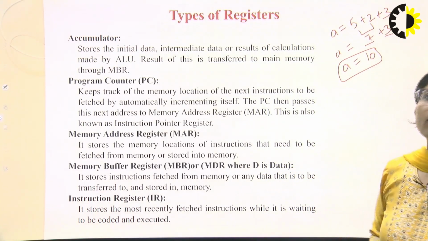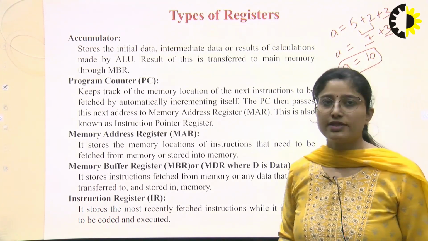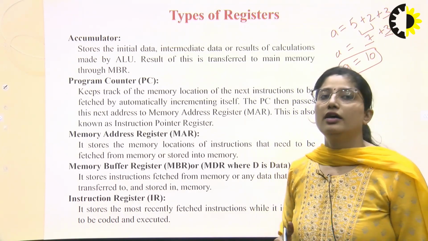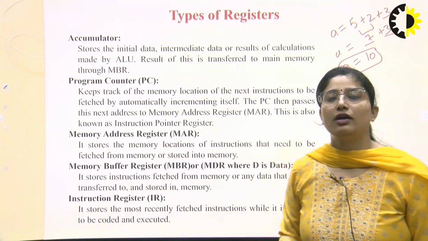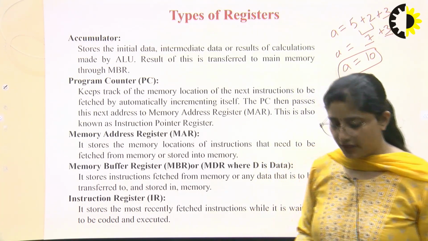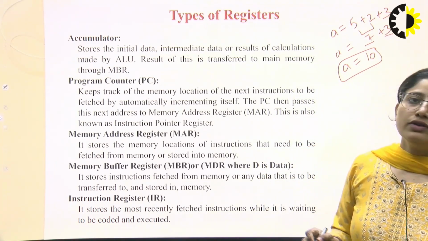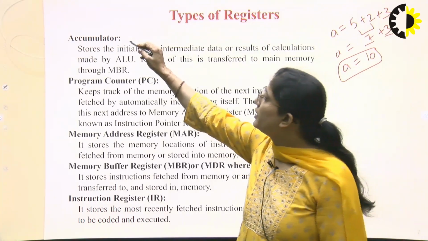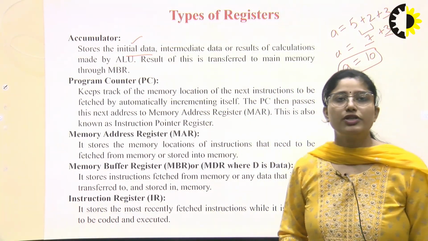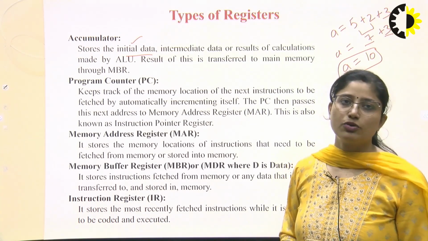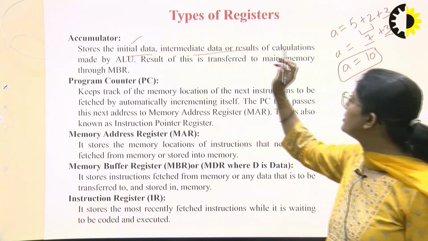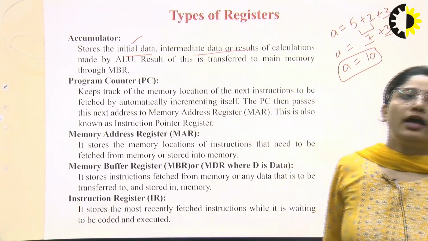So there are a number of registers in the CPU for fast processing. When data from peripheral devices is sent directly to the CPU, that data will be stored in a register, not in memory, for fast processing. First one is the accumulator register. It will store the initial data. Whatever the initial data is, it will always be stored in the accumulator register. Intermediate data and results can also be stored in the accumulator.